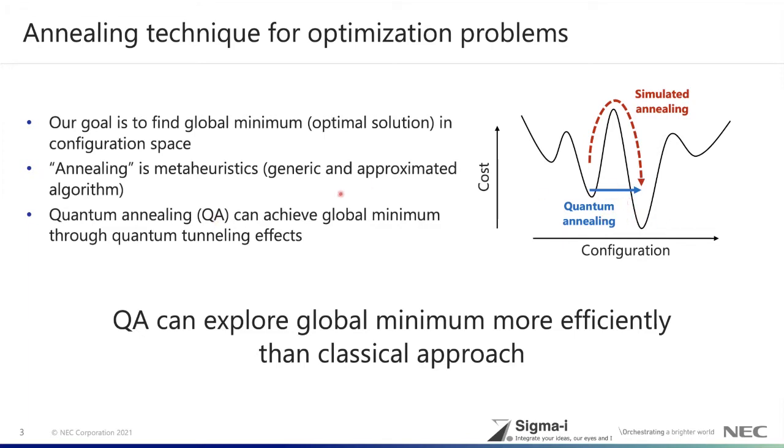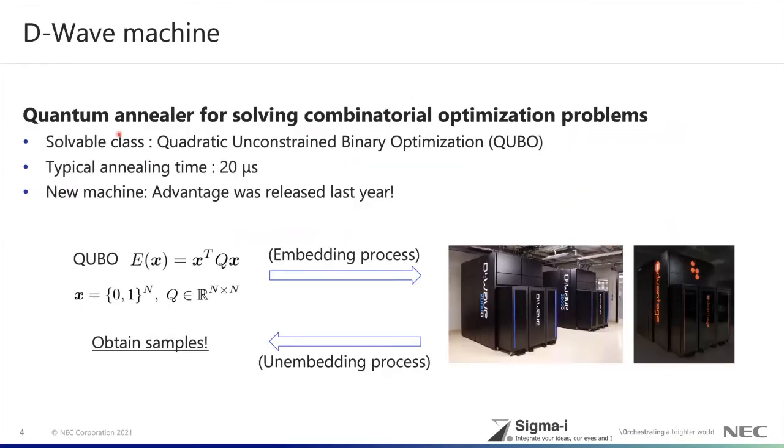The previous studies reported that QA can exploit the optimal solutions more efficiently than the traditional classical approach, such as simulated annealing. The D-Wave machine is a quantum annealer for solving combinatorial optimization problems. The solvable class is QUBO, quadratic unconstrained binary optimization problems, and the typical annealing time is 20 microseconds. In addition, the next generation machine, Advantage, was released last year.